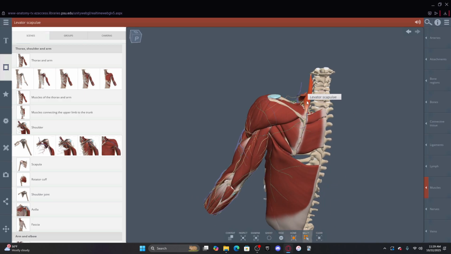All right, so this is levator scapulae. It goes from the vertebra all the way to the medial border of the scapula. This is where it originates, from the vertebra, and then it attaches to the medial border of the scapula. And this muscle is responsible for retracting and rotating the scapula.